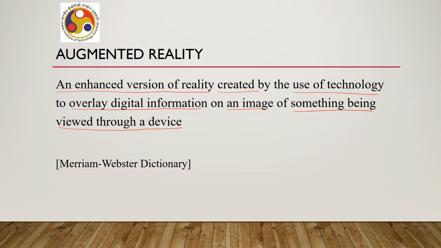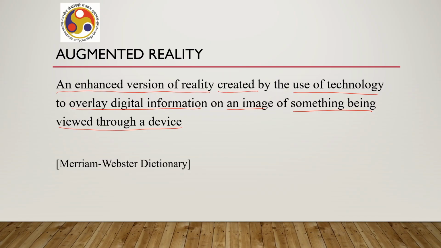Just to say it again, an enhanced version of reality. So we are enhancing the reality. This enhanced version is created by the use of technology. Here we are primarily referring to computer technology. Now how is the enhancement being done? To overlay digital information. So we are overlaying digital information on a representation of reality, or an image of reality, that is being viewed through a device, that is, a technology aid.